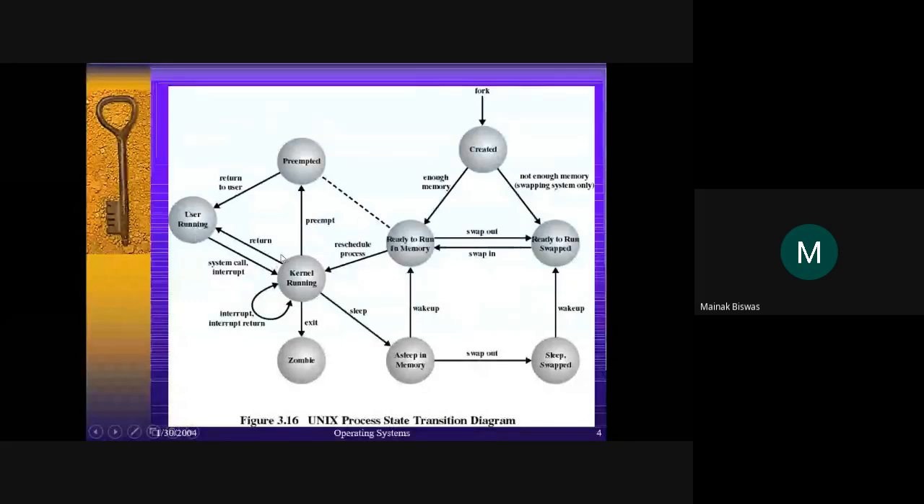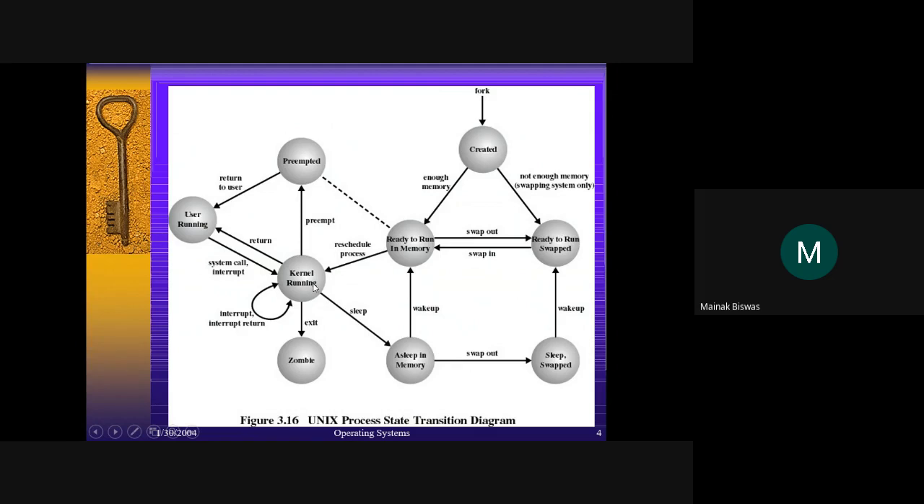So the kernel is still running. If it is still running in the processor, it might be preempted by another process. If it is in the preempted mode, the process may return to the user mode, or it may return to the memory to again be scheduled. That may happen.